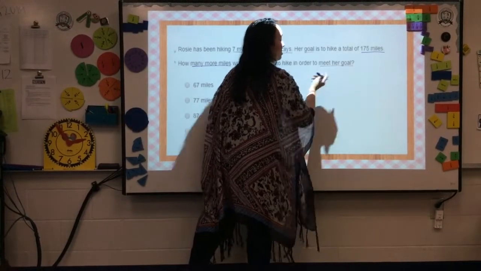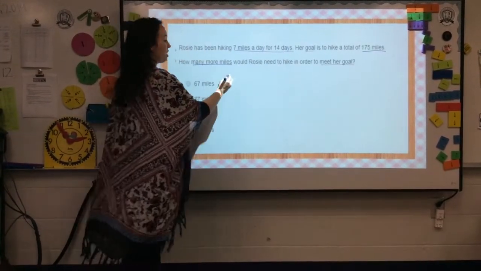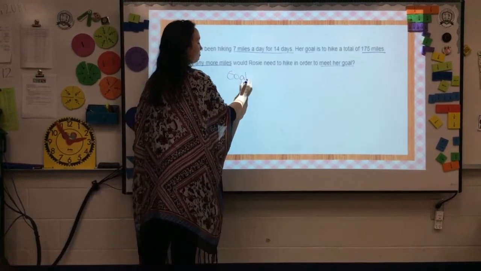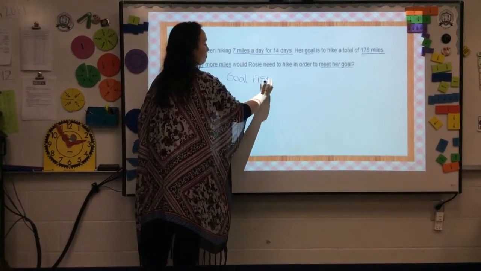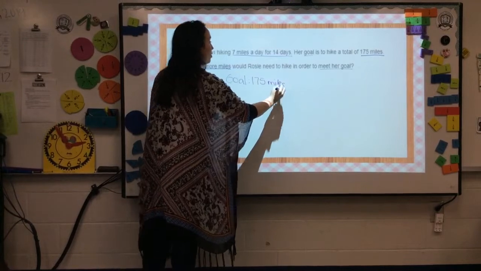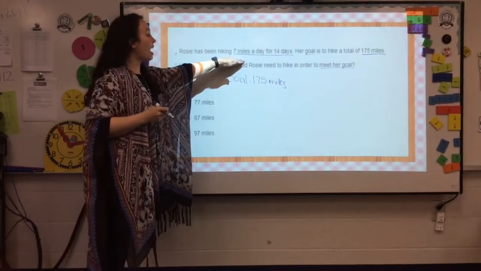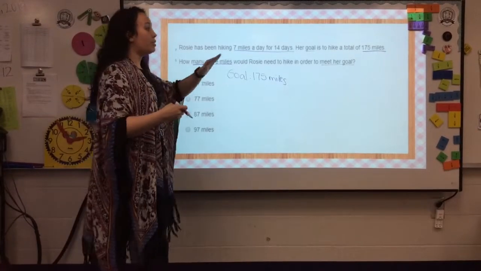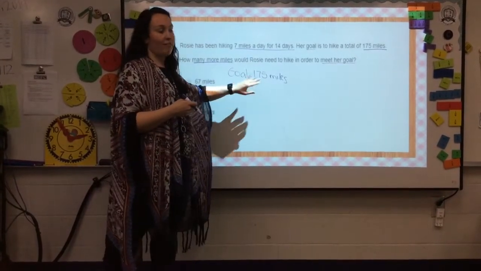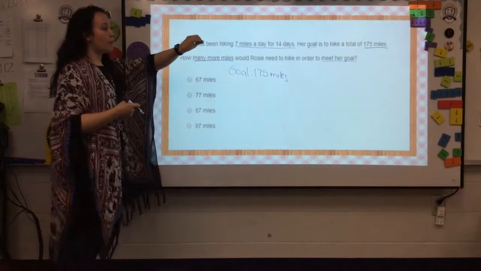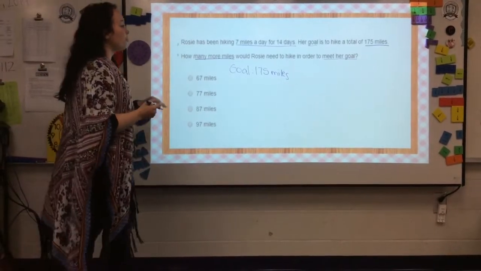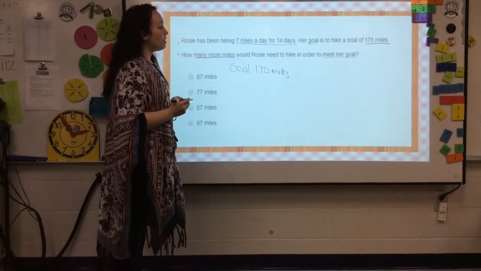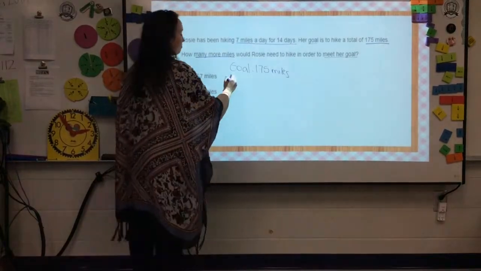So for this problem, we know the goal is 175 miles. We know she's already hiked for the last 14 days, and we want to know how many more miles she has to go until she reaches 175. That's the information we gained from going through and annotating. So the first part says we're going to have 7 miles a day for 14 days.